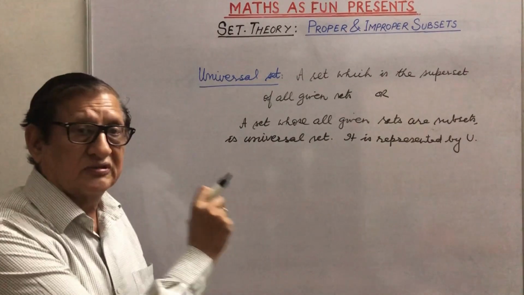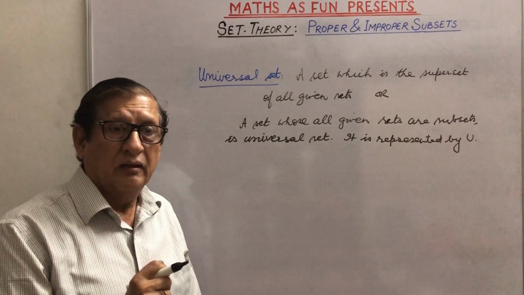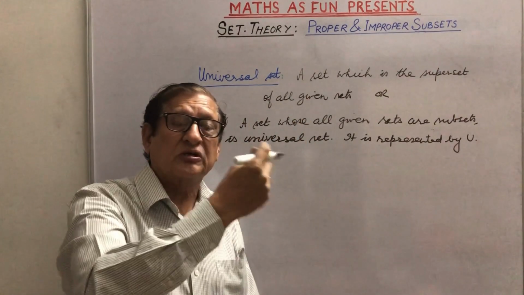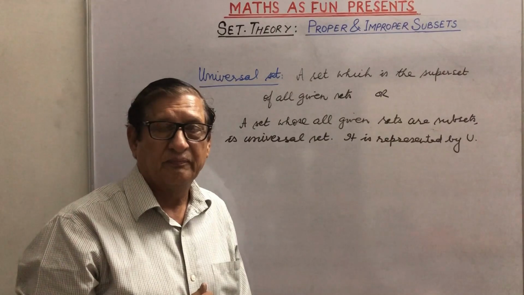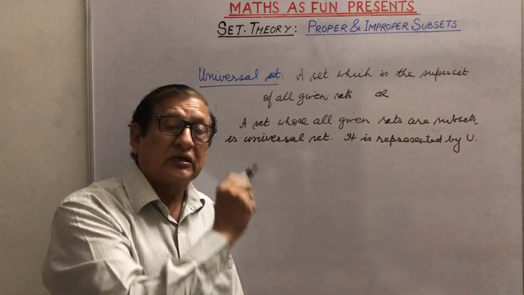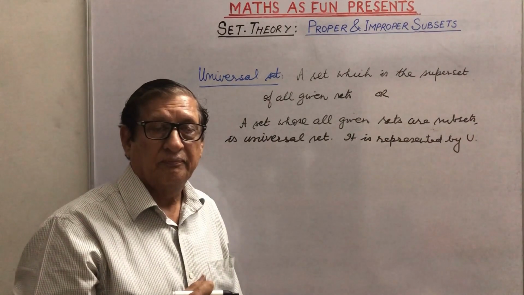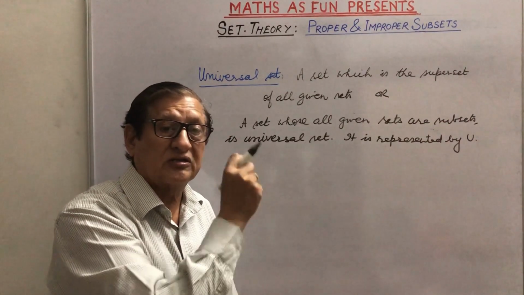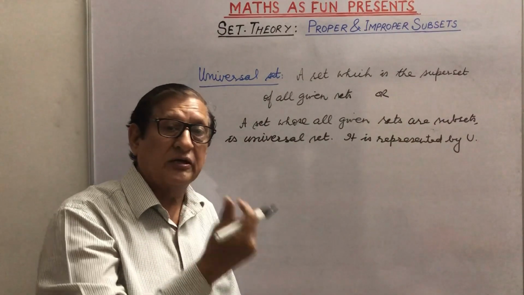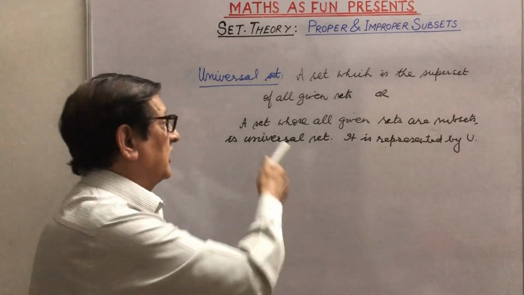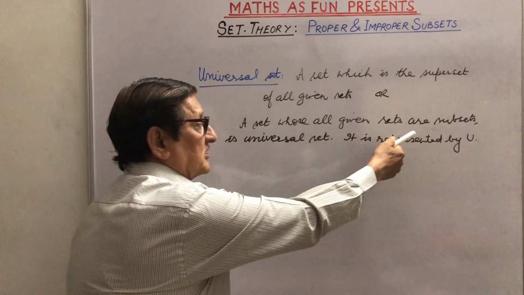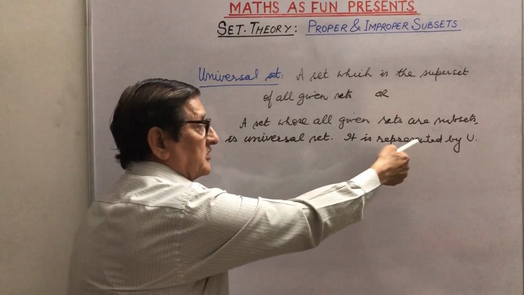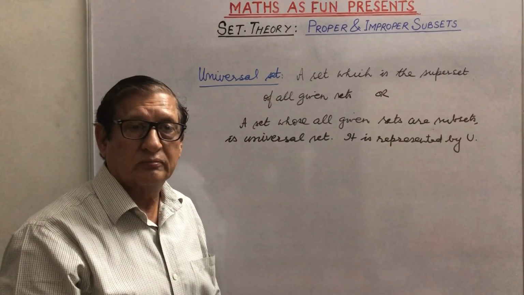Now we discuss a universal set. What is a universal set? Any set such that it is the superset of all given sets. Or we can say that if we are given some sets and we find a set of which all these sets are subsets, then we call it a universal set. So we say a set of which all given sets are subsets is a universal set. It is represented by capital U.